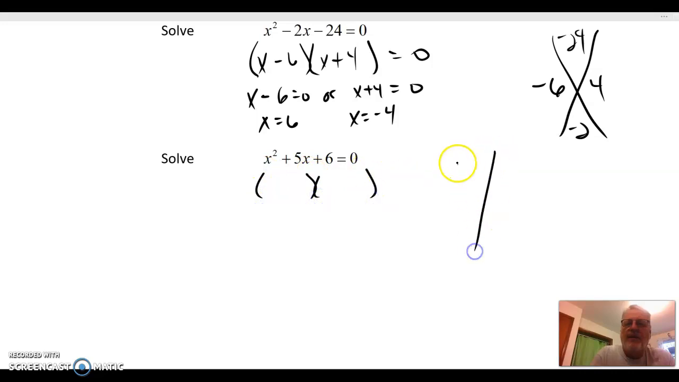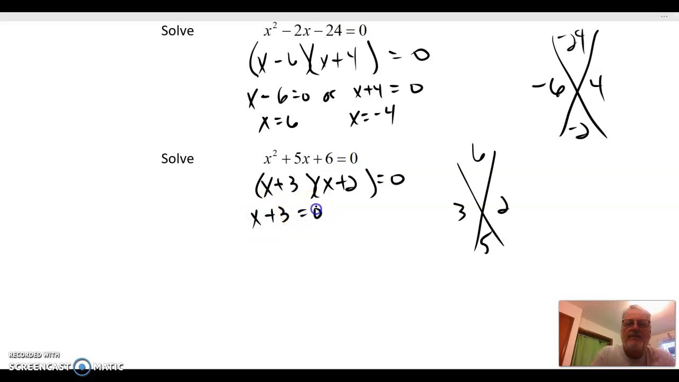So I need factors of 6 that add up to be 5. That would be 3 and 2. So I'm going to have x plus 3 and x plus 2 equals 0. So that means x plus 3 equals 0, or x plus 2 equals 0. So that means that x equals negative 3, or x equals negative 2.